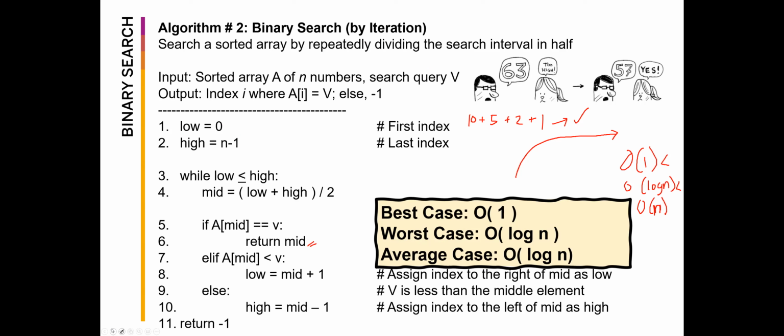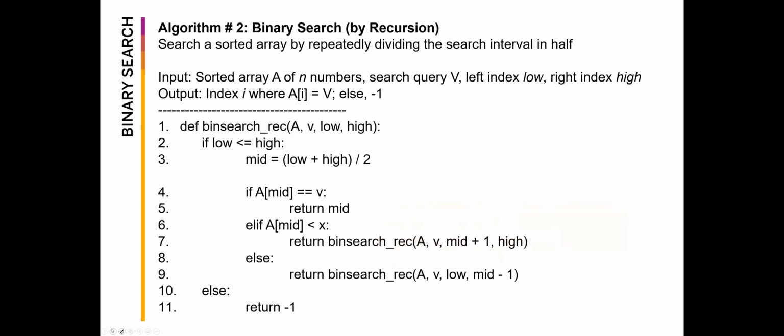Now, recalling our recursion topic, it helps break down the problem. That means binary search can also be a recursive algorithm because we want to divide the array into smaller sizes. If we look at it by recursion, this is now the algorithm for that. We have more inputs now. We still have the sorted array A and search query V, but now it asks for the left and the right index, the low and the high index that we had earlier. This is the entire method in Python script.